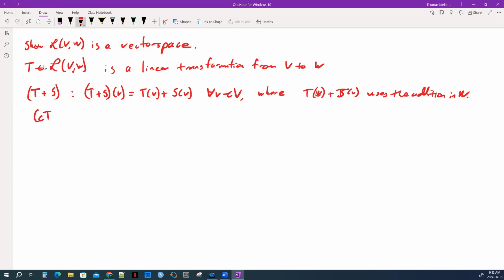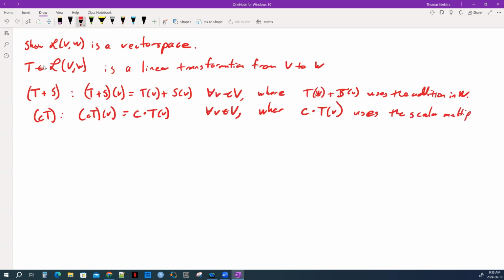And c times T is defined as (cT) of v equals c times T of v, for all v in my vector space V, where c times T of v uses the scalar multiplication in W. So in both cases, I'm using the addition operator in W and the scalar multiplication operator in W. And it's true for all v in V. And this is how I define my addition, and this is how I define my scalar multiplication.